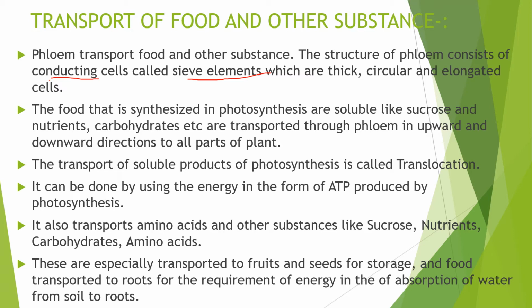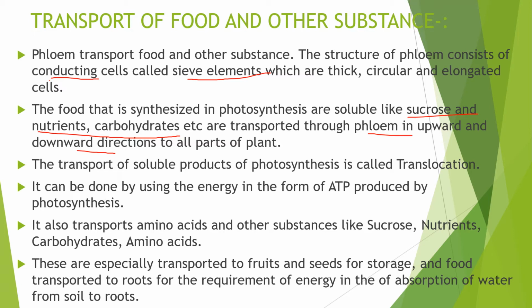The food that is synthesized in photosynthesis is soluble. These are like sucrose, nutrients, carbohydrates, etc. These are transported through the phloem in the upward direction and downward direction to all parts of the plant.